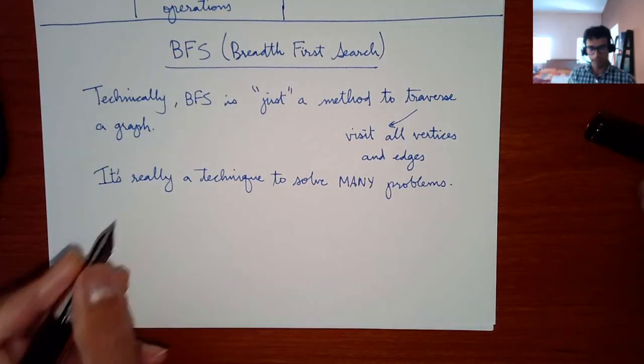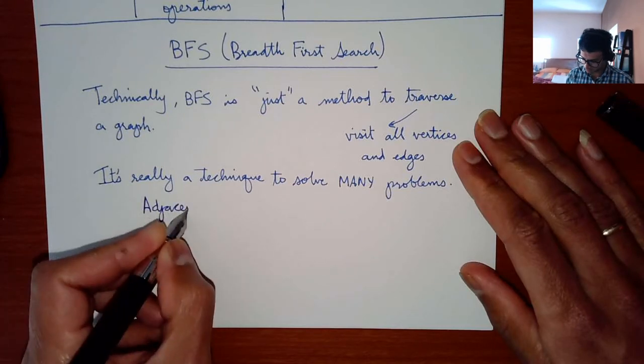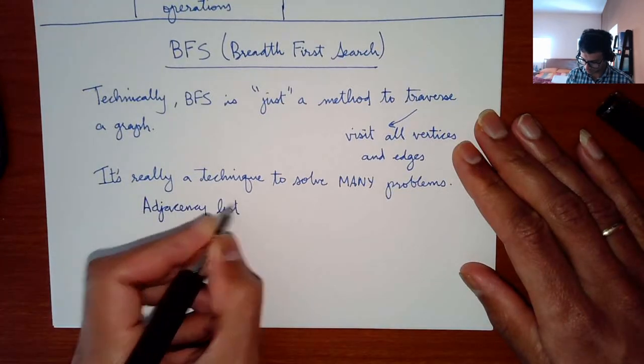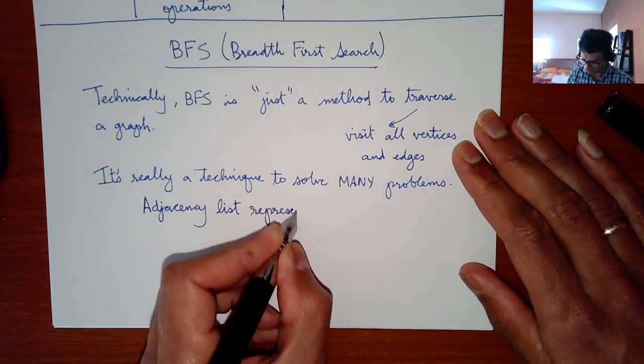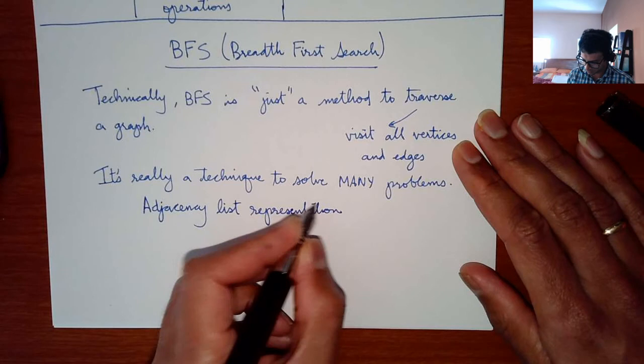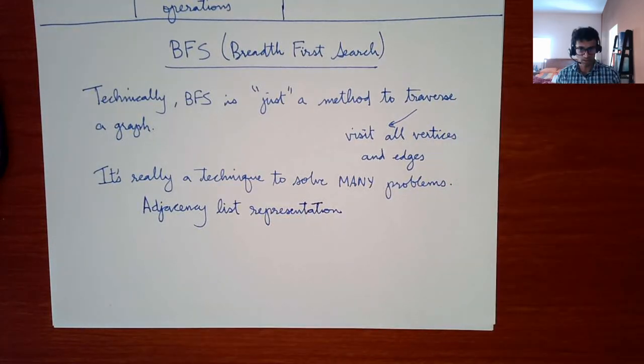And BFS fundamentally works with the adjacency list. You can do it with an adjacency matrix or a raw list of edges, but I'm going to be talking about it assuming the graph is represented as an adjacency list, and all the runtimes that I talk about will be assuming that it's an adjacency list.